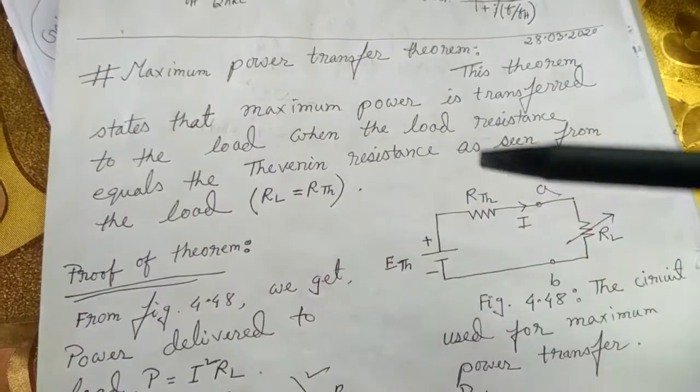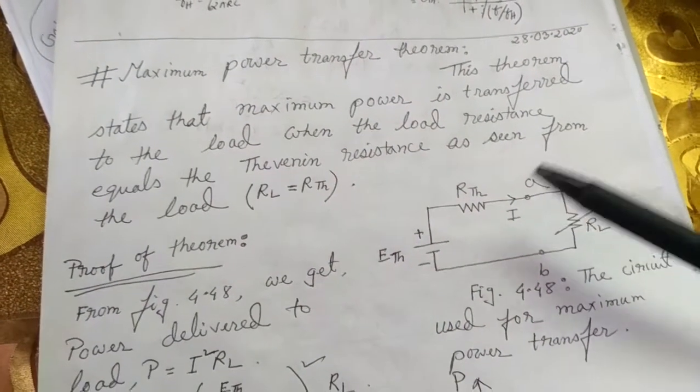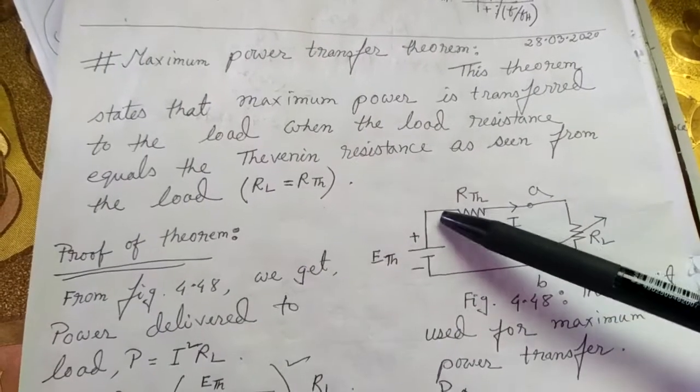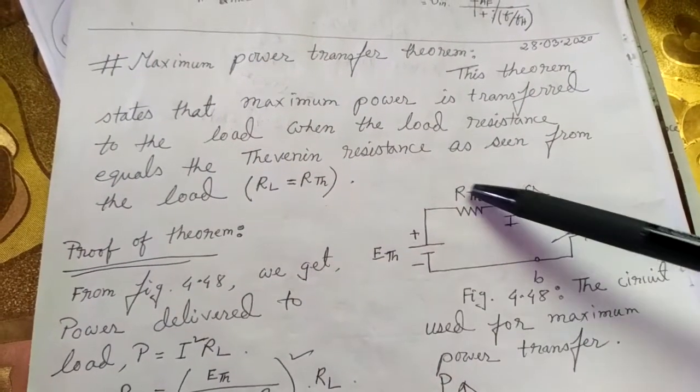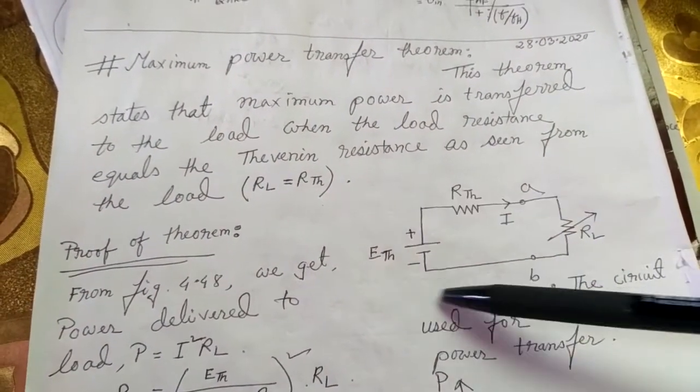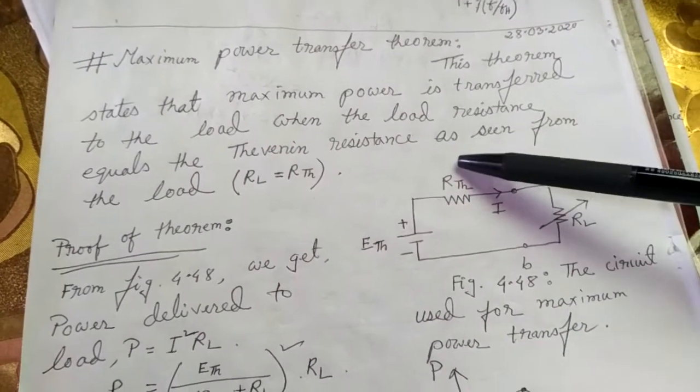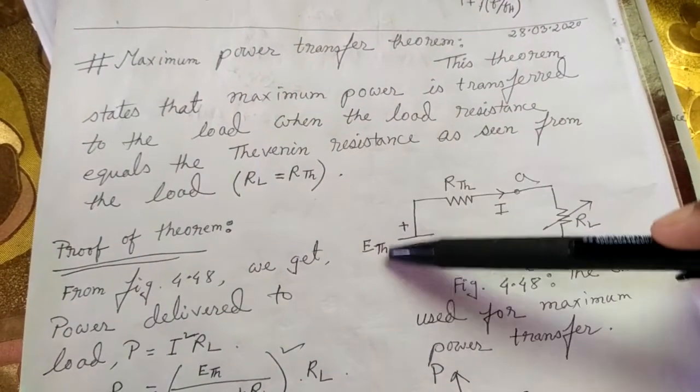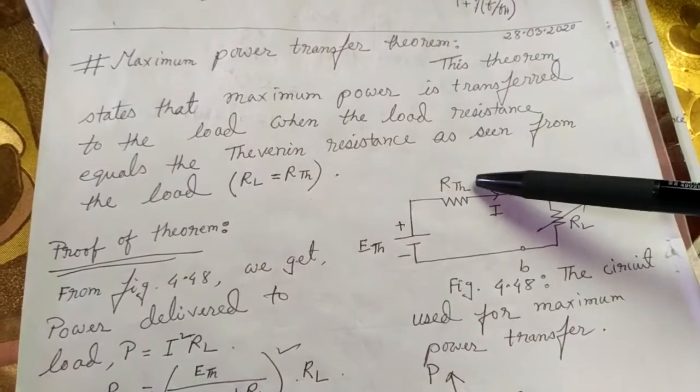So we know any complex network can be converted to this E Thevenin and R Thevenin. It is the Thevenin equivalent network. We can convert any circuit into this simplified form.